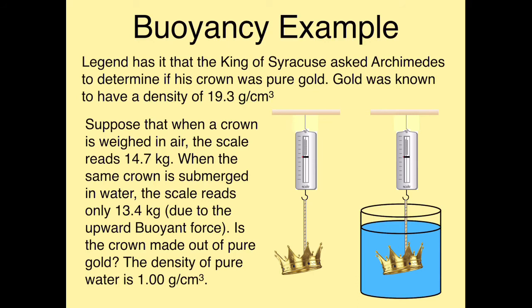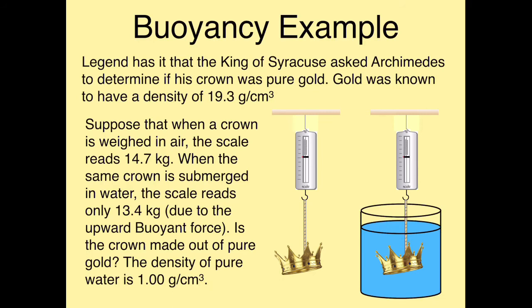So suppose that when weighed in air, the scale reads 14.7 kilograms. So here we just have a scale. We have the crown hanging from it. The crown is just in air. So the scale now reads 14.7 kilograms. But when we take the same crown and the same scale, and we submerge the crown in water now, the scale is only reading 13.4 kilograms. The reason it's reading a reduced weight is because of the upward buoyant force.